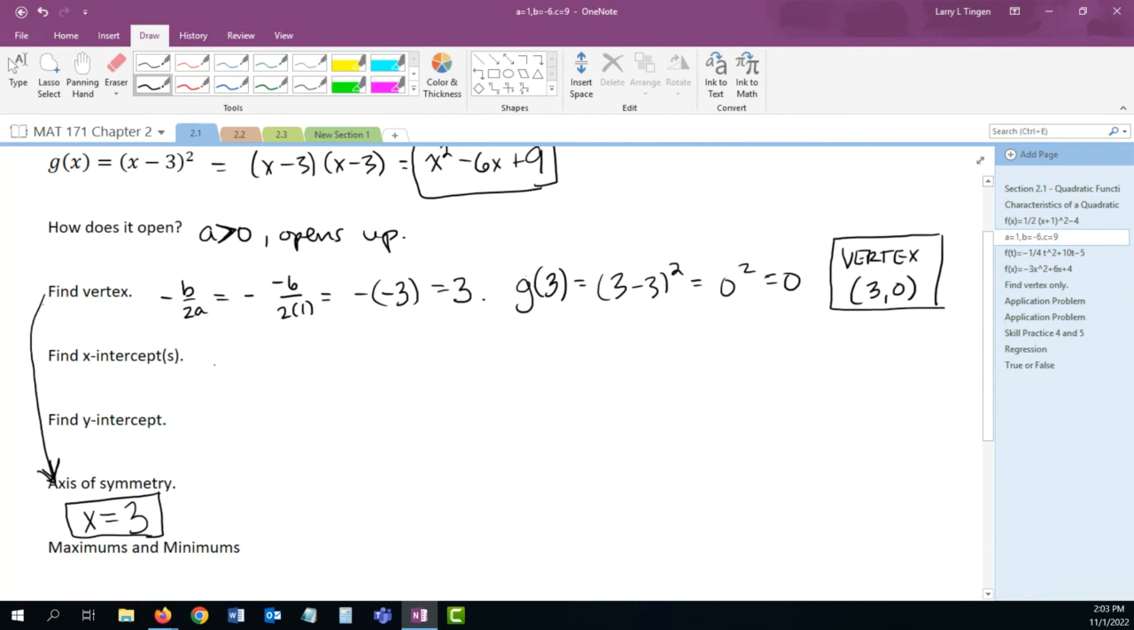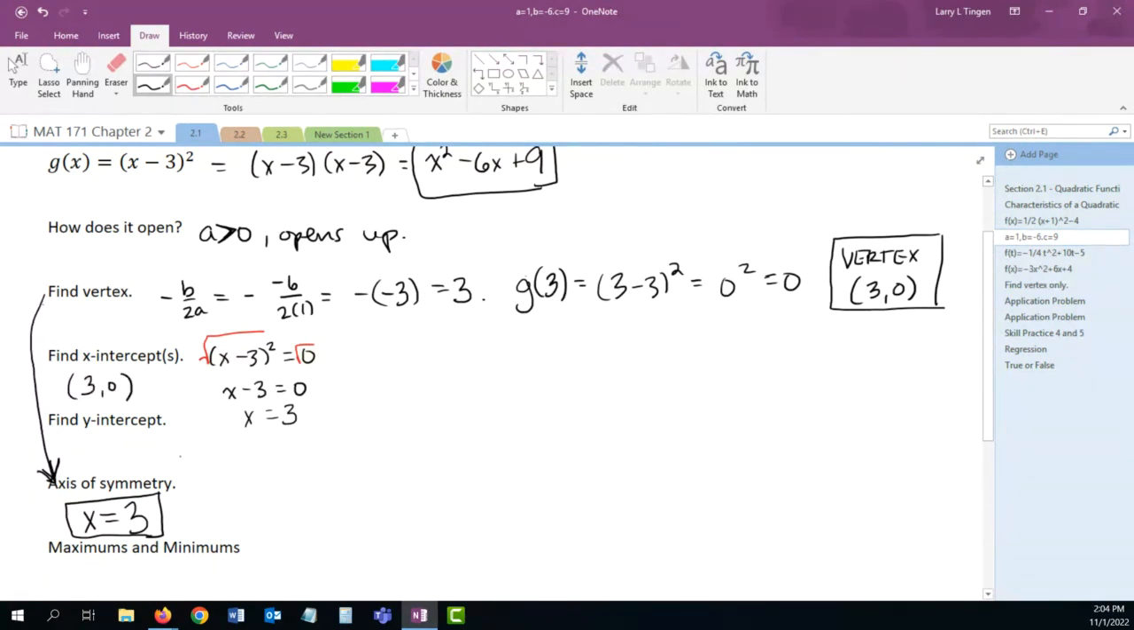So I'm going to take g of x, let it be 0, and solve. (x minus 3) squared is equal to 0. Take the square root of both sides and solve for x. You can do positive and negative, but positive 0 and negative 0 are the same number, so I just end up with one of these. So x is 3. So let y be 0. I'm looking at an x-intercept of 3, 0.